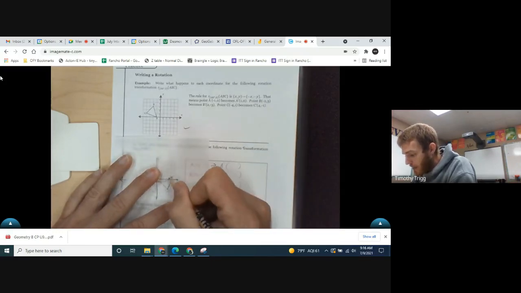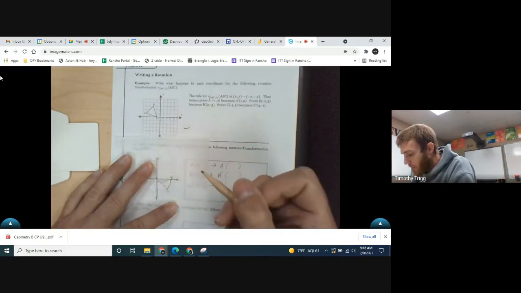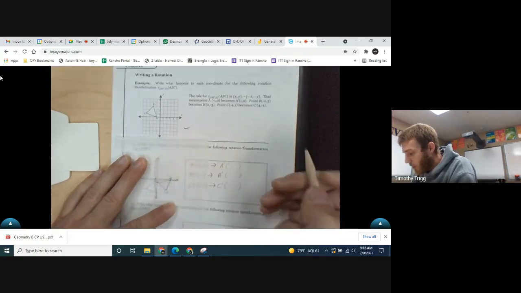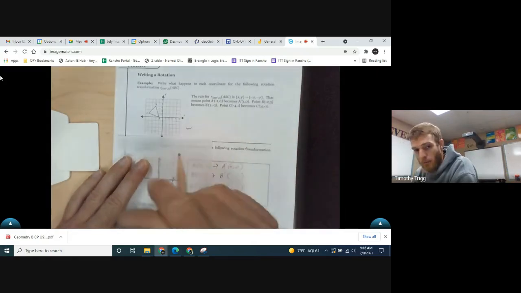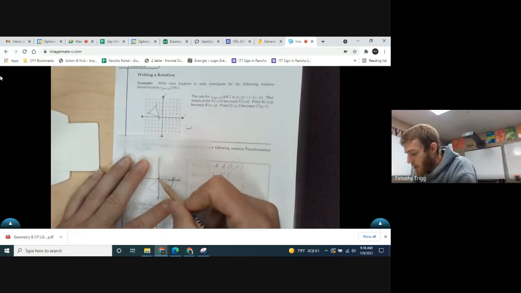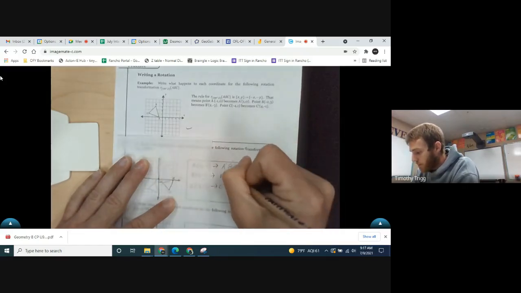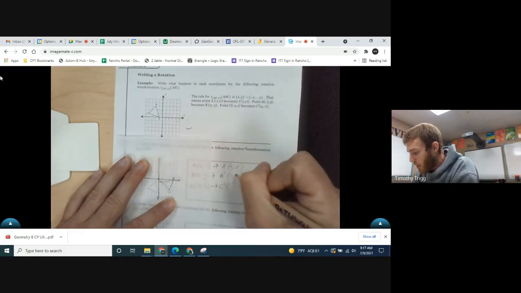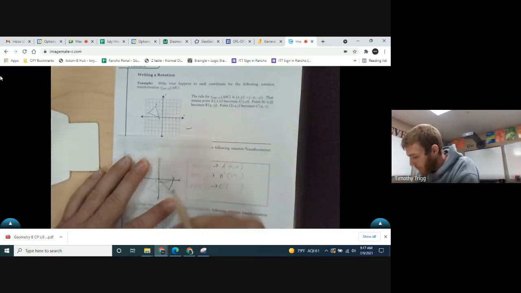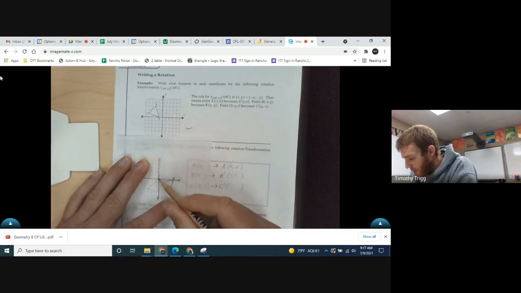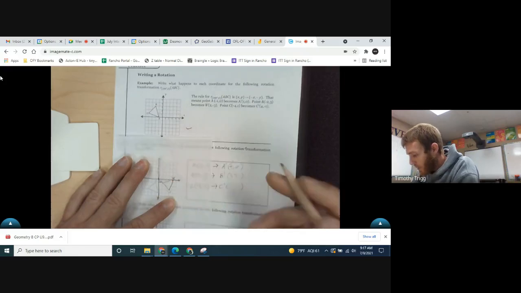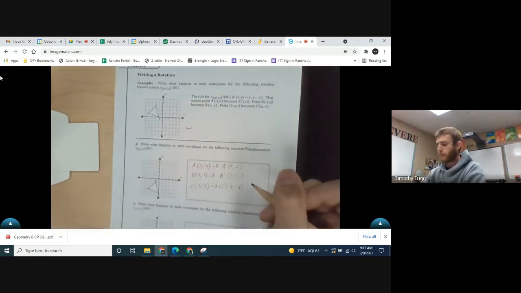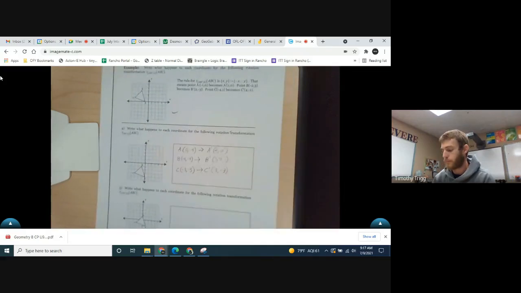Notice I could see through my paper, and I could see that A prime should end up at 4, 0. I'm looking through and looking at the grid below. B prime is at 1, -1, and C prime is at 3, -3. And there you go. This next one is very similar.